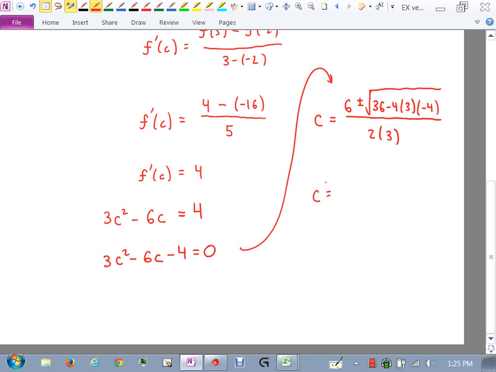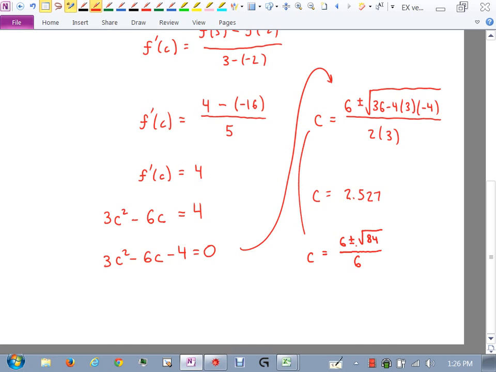I should have brought my other calculator. I get one answer is 2.527. I'm getting a decimal answer. I could get an exact answer if I wanted to by just doing 6 plus or minus, let's see, what's the inside of that? Yeah, it's the square root of 84. Root 84, and we'll just leave it like that, all over 6.